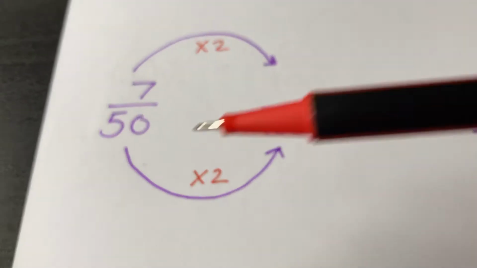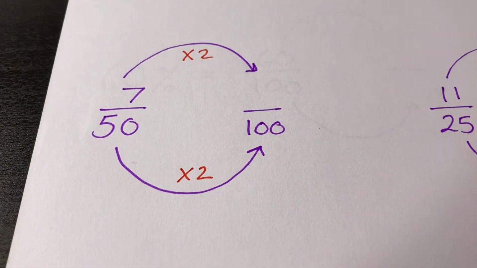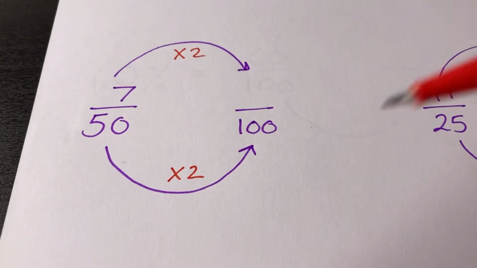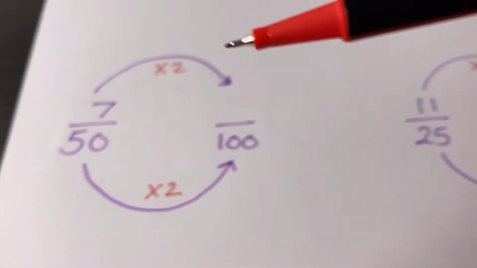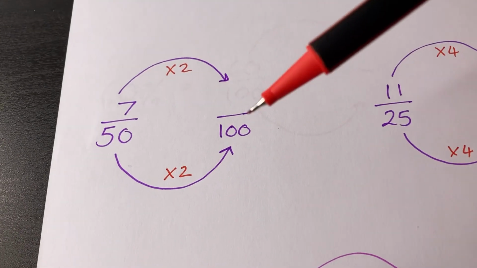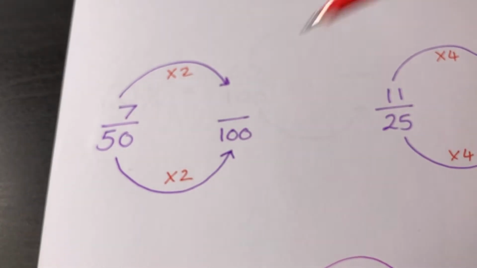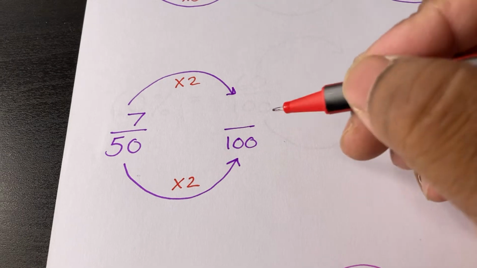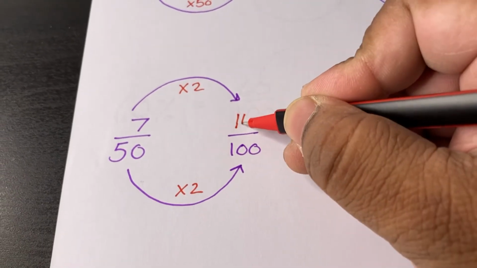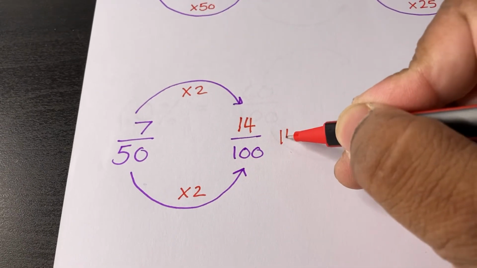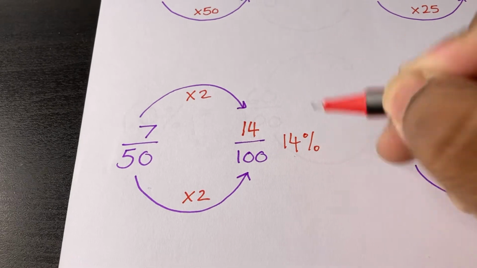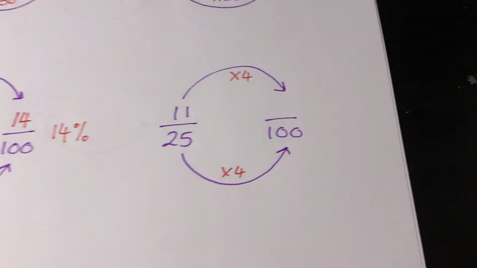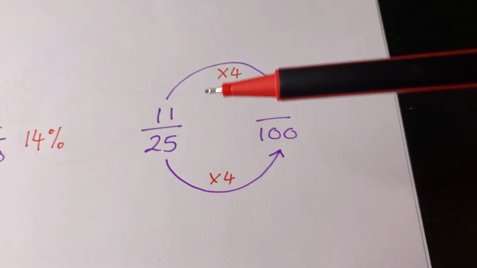We've got 7/50 here, and again we need to turn it into out of 100 before we can turn it into a percentage. So what can I do to the 50 to turn it into 100? I can multiply it by 2. So 50 times by 2 is 100, and 7 times by 2 is 14. So the answer is 14%. 7/50 is the same as 14%. Let's have a look at this one.